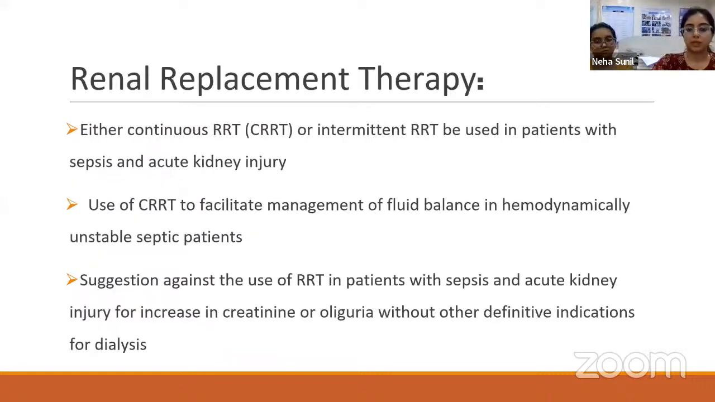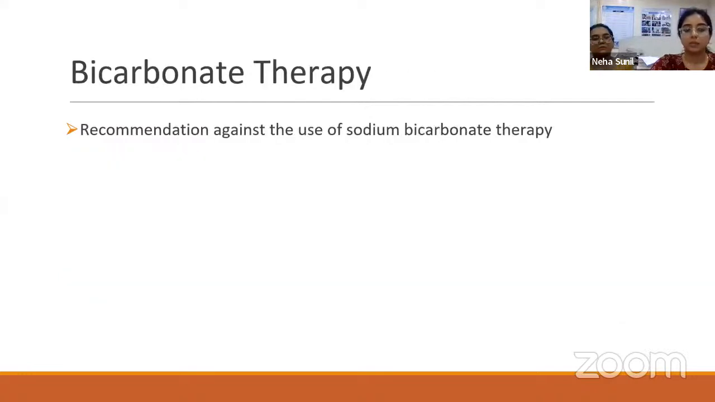So coming to renal replacement therapy, either continuous or intermittent renal replacement therapy to be used in patients with sepsis and acute kidney injury. The use of continuous renal replacement therapy to facilitate management of patients who are hemodynamically unstable. Suggestion against the use of renal replacement therapy in patients with sepsis and acute kidney injury for increase in creatinine or oliguria without other definitive indications for dialysis like electrolyte imbalance, etc. Bicarbonate therapy. Recommendation against the use of sodium bicarbonate therapy except when the value of pH is less than 7.1 and bicarbonate value is less than 5 milliequivalents per dL.